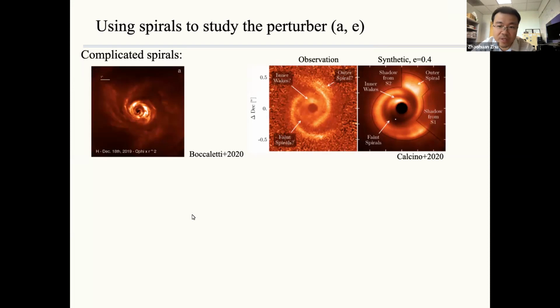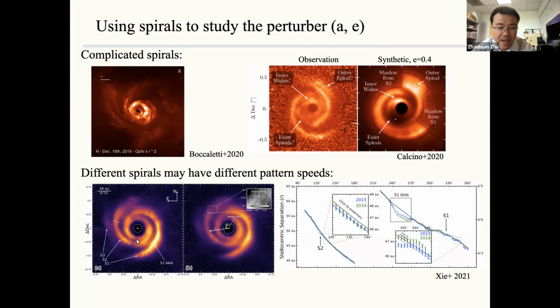So one very promising way to move forward by studying these spirals is that we can study how the patterns of the spirals change with time. In this study, Xie et al. find that these two spirals in these systems actually move at different speeds. Just by using data 1 year apart, they find that one of the spirals seems to not move at all, while the other spiral seems to have some notable change over this 1 year period. So by studying these spiral pattern changes, potentially we could constrain planets' eccentricity in these disks.